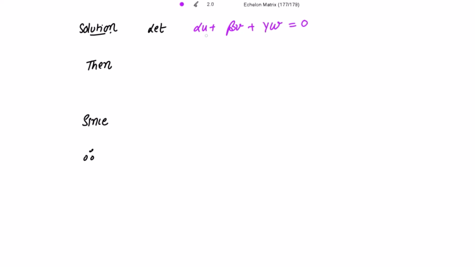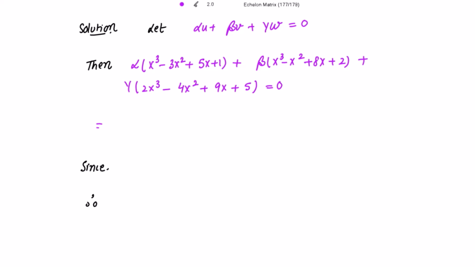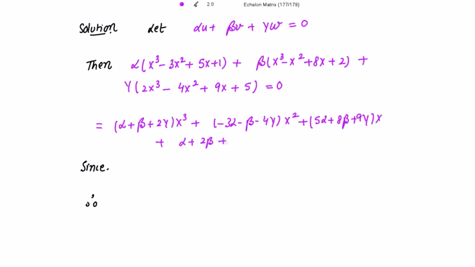Then just substituting the values of u, v, w which are given to us. And now let's collect the coefficient of x cube. So this is alpha plus beta plus twice gamma for x cube, plus, collecting the coefficient of x square, minus 3 alpha minus beta minus 4 gamma for x square. And then 5 alpha plus 8 beta plus 9 gamma for x, and then the constant alpha plus twice beta plus 5 gamma, equal to 0, right?